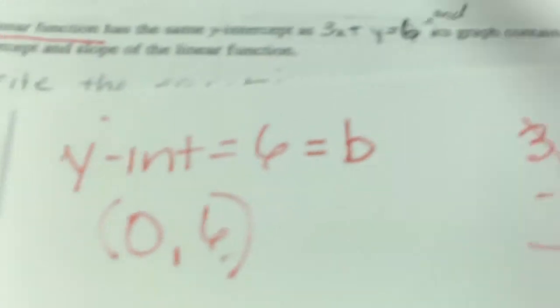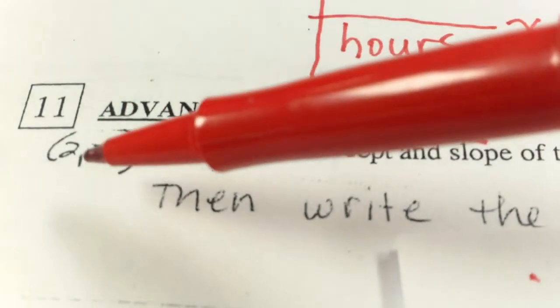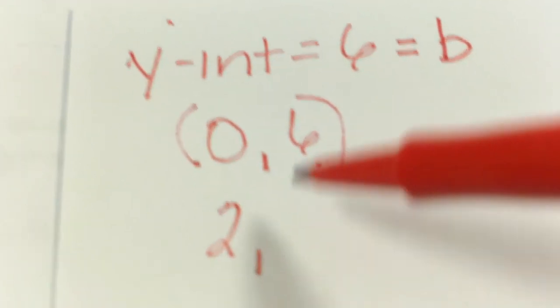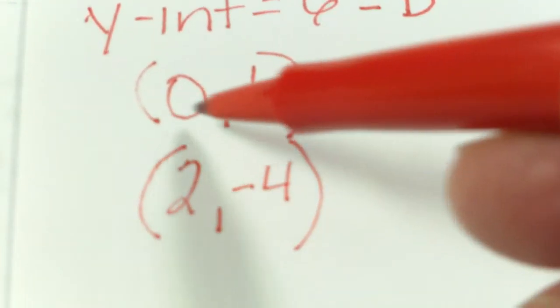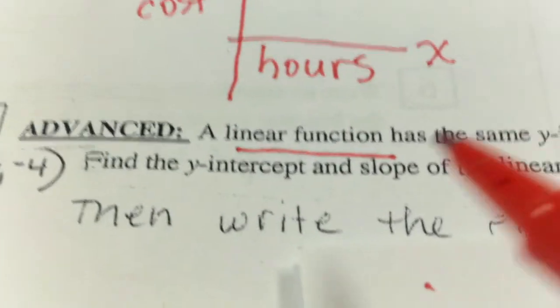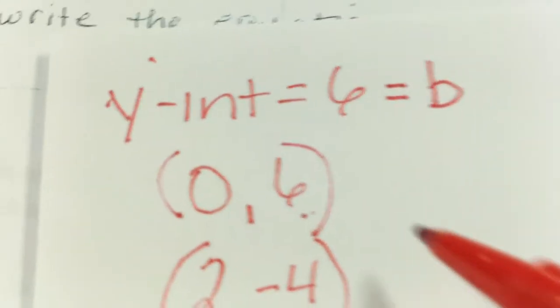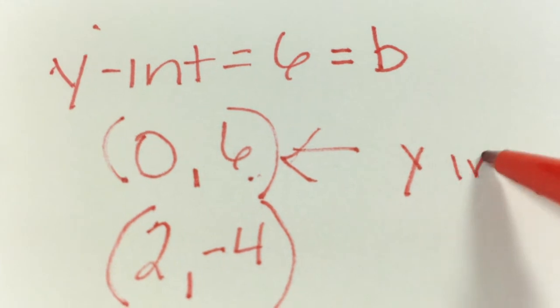Now they also tell us the graph contains the point 2, negative 4. So our mystery linear function contains the point 2, negative 4, and it has a y-intercept of 6, which can also be shown as 0, 6. So now find the y-intercept and the slope of the linear function. Well, I know the y-intercept, that's this. So we're good with that, the y-intercept. Now I need the slope.